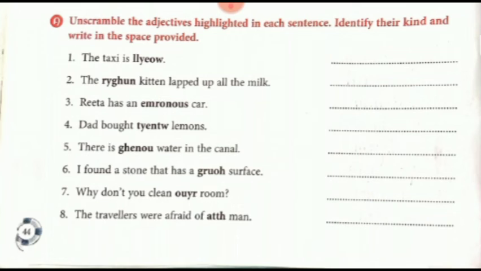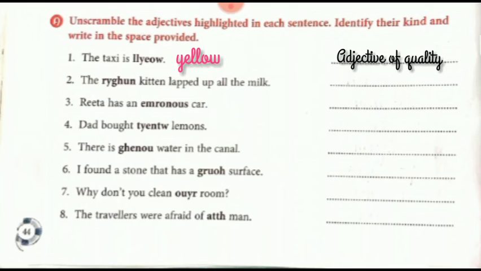First one, the taxi is dash. What word is that? Could you find out, children? Yes, it's yellow. It's a color, right? So all the colors are adjectives of quality. So the taxi is yellow. Here you have to write adjectives of quality.